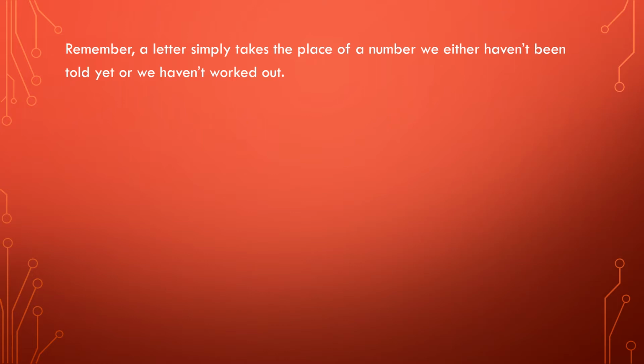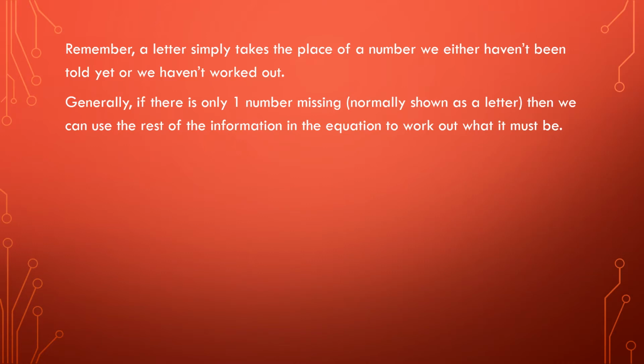What we tend to do is just use a letter to stand for a number that we either haven't been told or we haven't worked out. If we only have one missing number, then we can use the rest of the information that we're given in the equation to work out what number has to go in that place. If we've got more than one missing number, then it becomes a little bit vague. We can't always answer it.